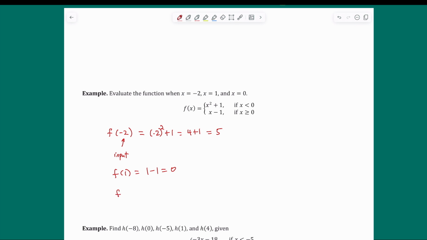And then finally, f of 0. Which part of the definition does the input of 0 satisfy? Is 0 less than 0? No. But 0 is greater than or equal to 0. Therefore, we use this definition. So we get 0 minus 1, which gives us -1. All right, so we got 5, 0, and -1 respectively for evaluating the function at those values.